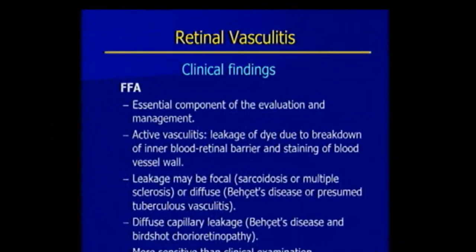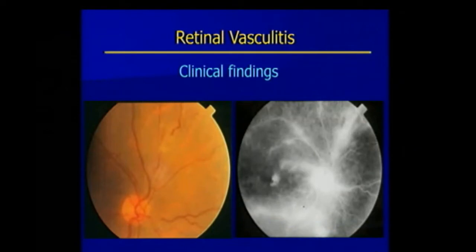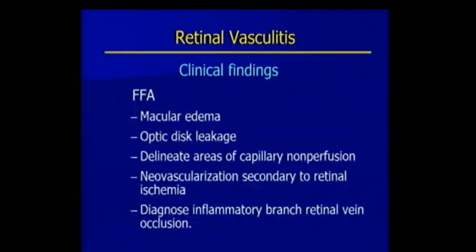And fluorescein angiography will show you that the extent of vasculitis is more extensive than what you could see clinically. And this is an example of diffuse leakage in a patient with tuberculous retinal vasculitis. Fluorescein is also useful to diagnose macular edema, but nowadays OCT is more important.